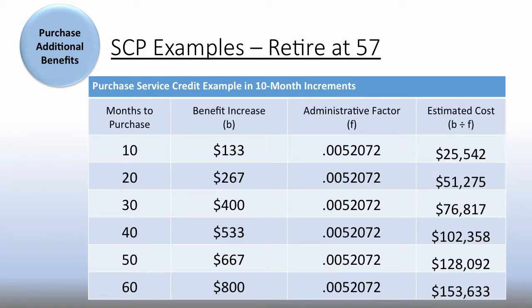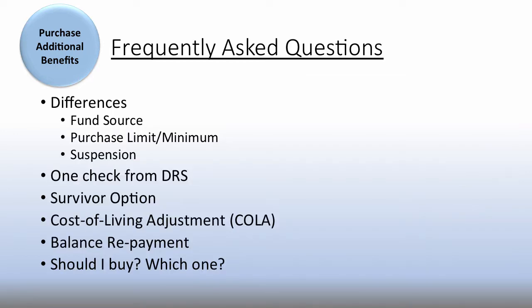Again, I just rolled out the numbers so that you can get an impact. 10 months: what does 10 months cost me versus 60 months? It gives you an idea of just the scale of the numbers. So let's get to those frequently asked questions. As you saw, they are frequently asked questions. Maybe I should have started with that piece there.